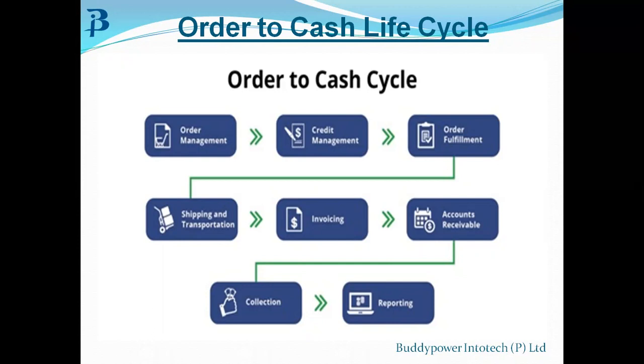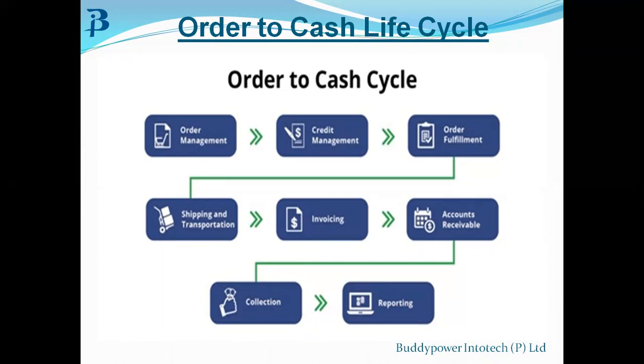Yes, sir. In order management, if you create an order, you are in the order management module. You create a sales order. It will check the credit limit. Credit management will check the limit. If it crosses, it won't allow it. And when the sales order is done, then shipping and transportation, then it goes to AR.